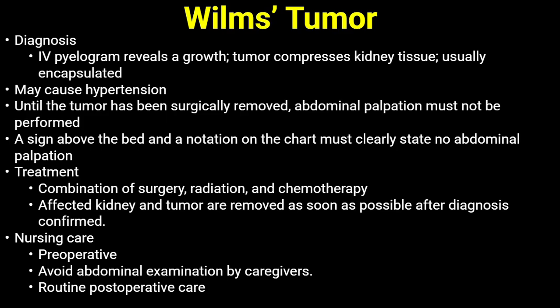NCLEX Pearl: painless abdominal mass equals Wilms' tumor. Never palpate the abdomen because of the risk of tumor rupture. Monitor blood pressure as hypertension is common. Primary treatment is nephrectomy followed by chemotherapy.